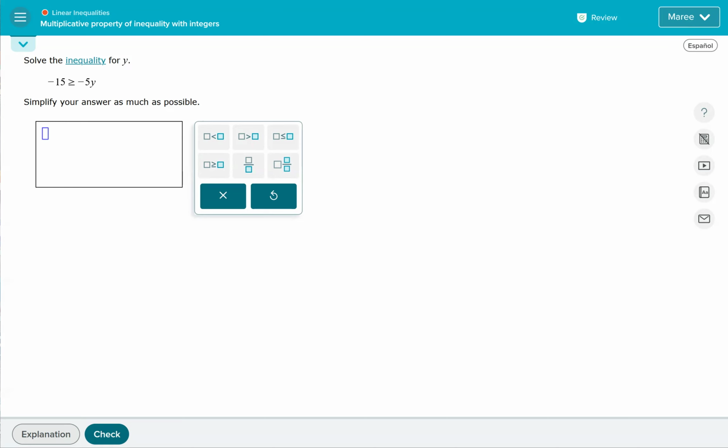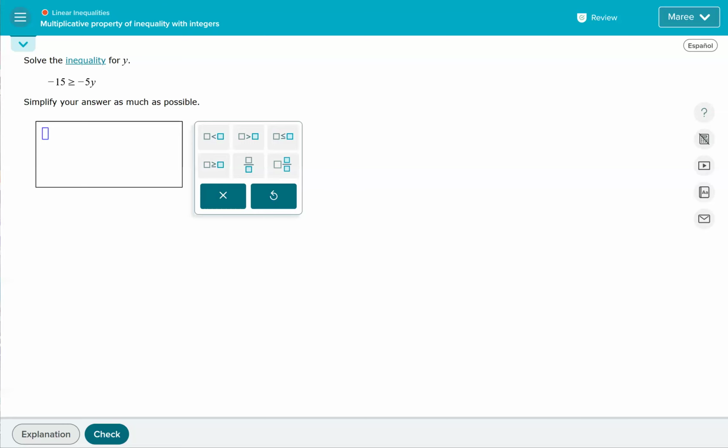So the multiplicative property, and since it's with integers, we don't have to worry about fractions. We're just dealing with whole numbers and their opposites, probably not zero. The multiplicative property of equality is where you have your variable and it's being multiplied by a number or divided by a number. In order to figure out what that variable is, we have to do the opposite of multiply, which is divide, or the opposite of divide, which is multiply.